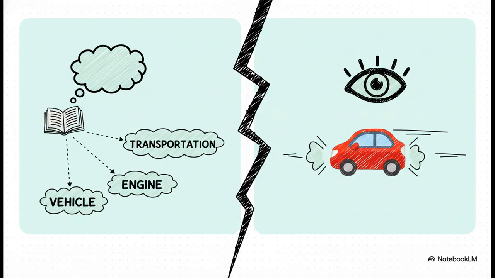You see, for the longest time, AI has lived completely on the left side of this screen, in a world of pure text and symbols. It's got the definition down, but it's totally missing the real-world experience on the right. This gap? Well, it has a name. It's called the symbol grounding problem.